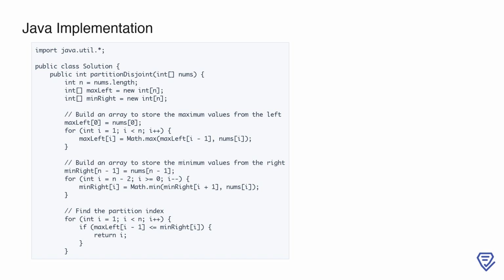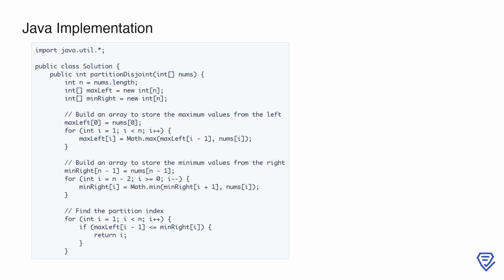First, we initialize max_left with the value at index 0. Then, using a loop, we iterate through the array starting from index 1, updating max_left so that each position contains the maximum value from the start of the array up to that index. Similarly, the min_right array is initialized with the value at the last index and is built in reverse order. Using another loop, we iterate backward through the array, ensuring that each position in min_right represents the minimum value from that index to the end of the array.